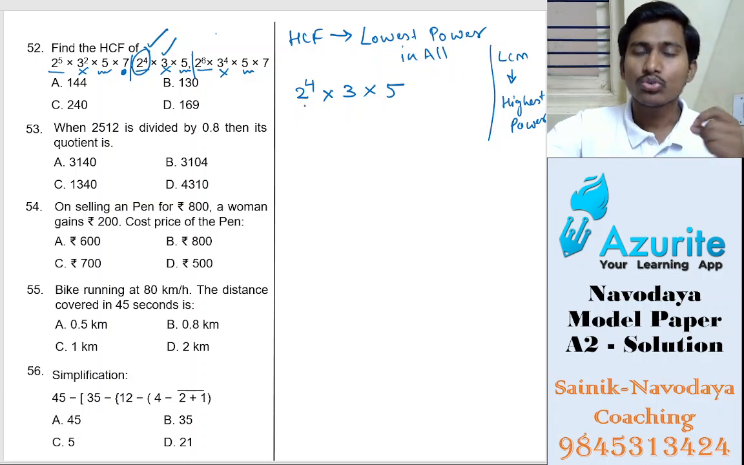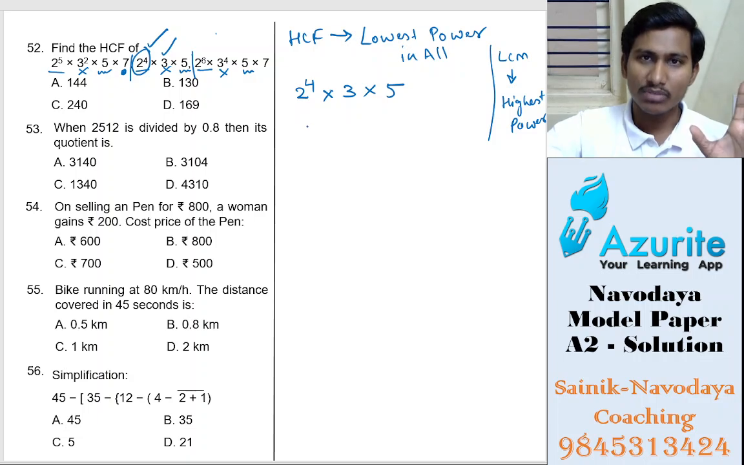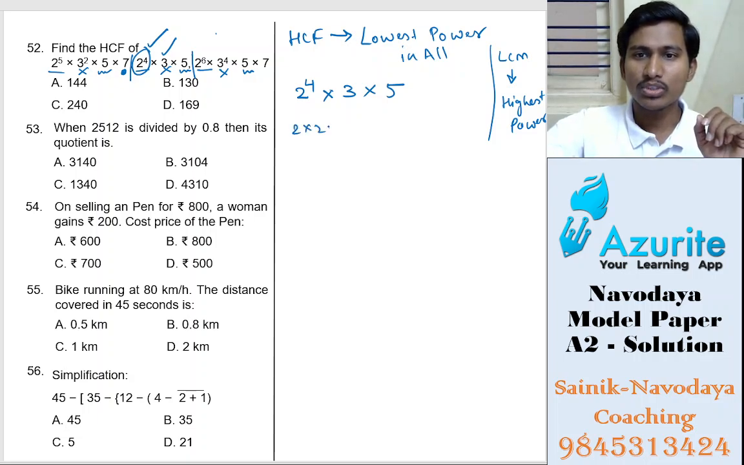That's it. So 2 power 4 means 2 is multiplied 4 times: 1 time, 2 times, 3 times, 4 times. Into 3 into 5. Now 2 2s are 4, 4 2s are 8, 8 2s are 16. 16 3s are 48. 48 5s, we have to multiply. So 48 5s are how much? What will be the answer?